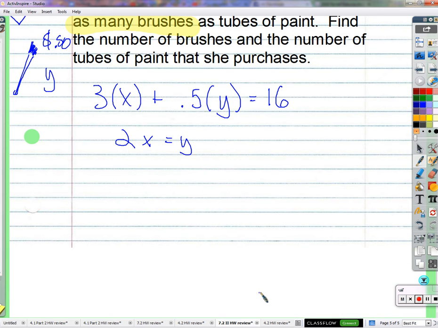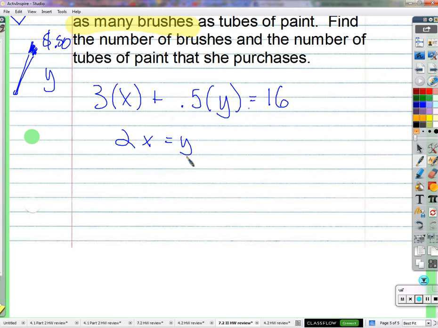Can anybody see any way to get better at this than practicing and practicing and practicing? Wait, what'd you call x and what'd you call y? Well, y is brushes, so up here x is tubes. Okay. So you might have 2y equals x as long as the x and y are swapped up there.